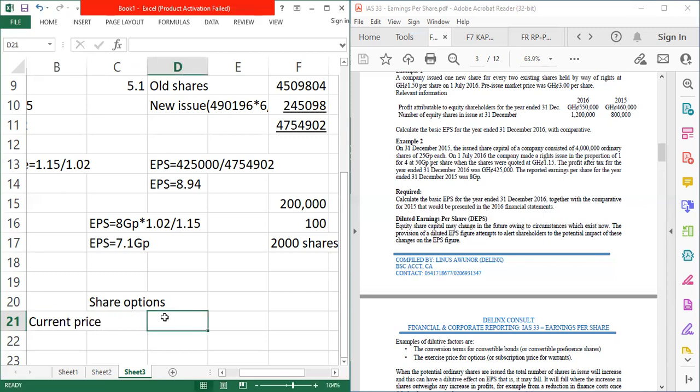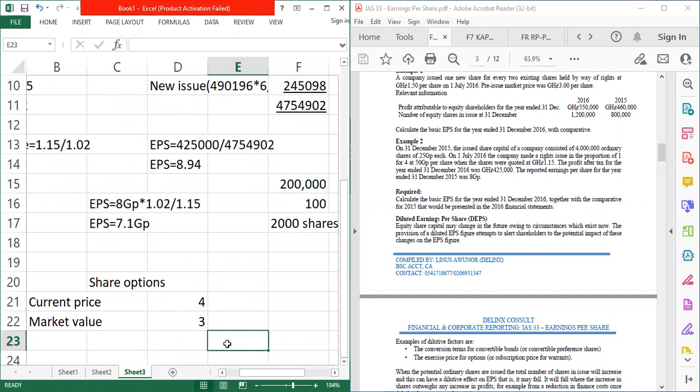So if the current price is now 4 cedis, and we are going to issue this to the people at 3 cedis, what is happening? We are giving them a discount of 1 cedi, isn't it? This discount is assumed to be seen as a bonus issue. So the current market price is 4. You are giving them 3 cedis. It means that you have given them a bonus issue of 1 cedi, for which you are not going to take any money. Since this will be done in the future, we don't have any problem with this.